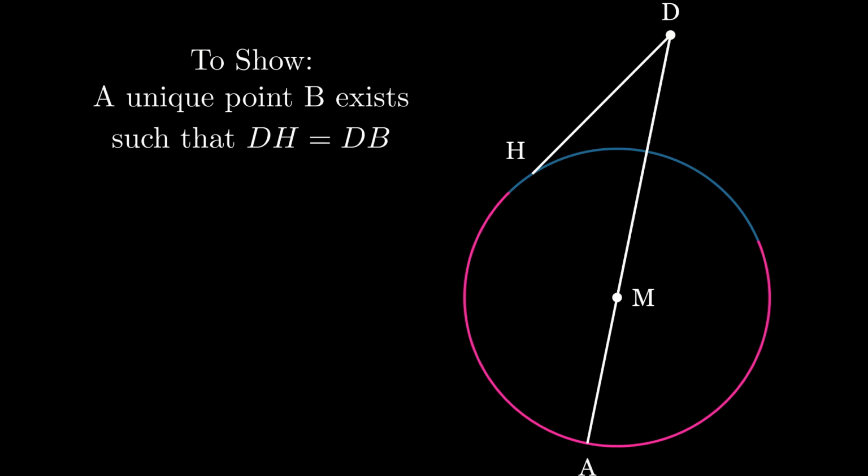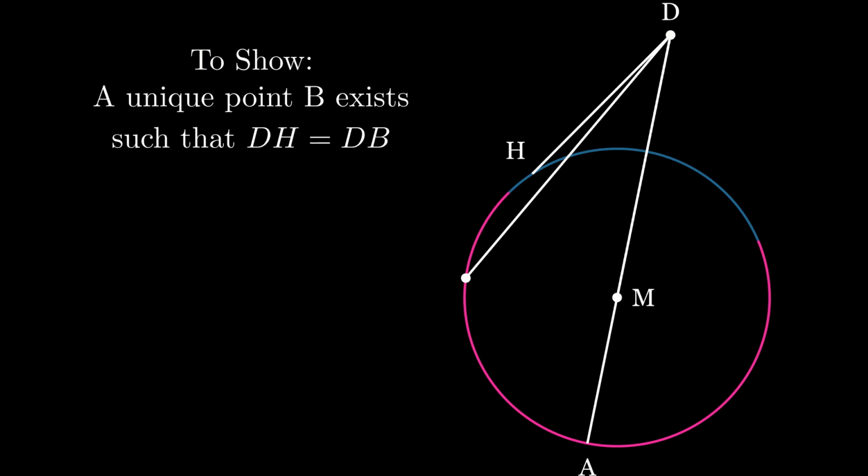Now we know this point will be on the other side of DA because if it was on the same side of DA as DH, and if it was on this side of DH, then the line connecting that point and D will be shorter than DH, as we have proved. And if it is on the other side of DH, then the line connecting that point and D will be longer than DH, as we've proved.